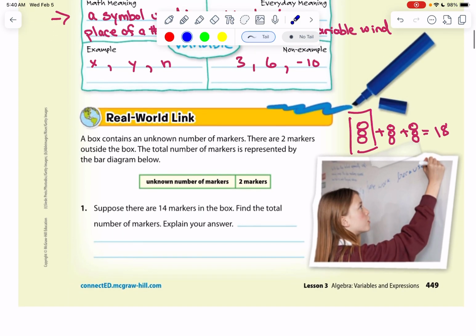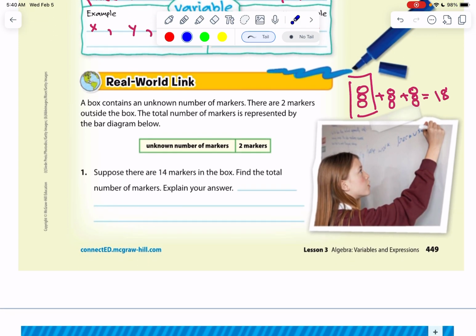Okay? Let's take a look at this real world link. A box contains an unknown number of markers. There are 2 markers outside the box. The total number of markers is represented by the bar diagram below. So we've broken up part of it into an unknown amount of markers that are in the box, and then we know there are 2 markers outside the box.